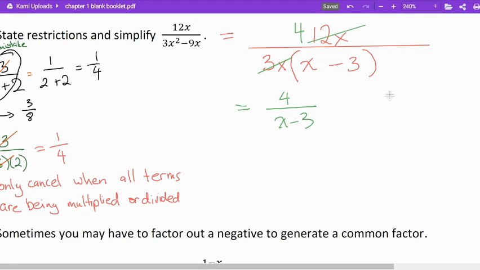Okay, let's look at restrictions. So here, I know that the denominator can't be 0. So basically, x minus 3 cannot be equal to 0, right? But that's not a restriction. I want to know exactly what x cannot be. So let's solve for this. If you bring the negative 3 to the other side, we find out that x cannot be equal to 3. Okay? That's our restriction.